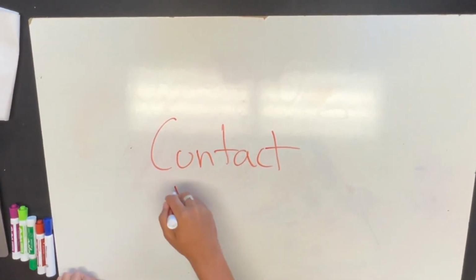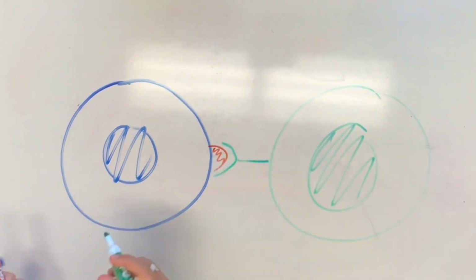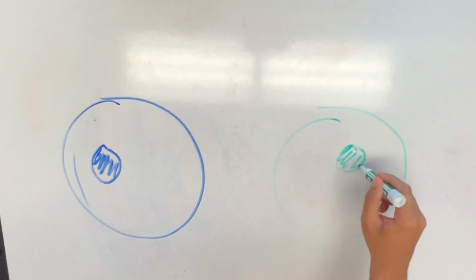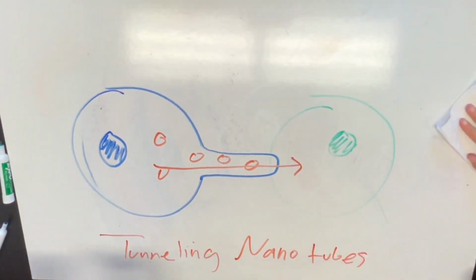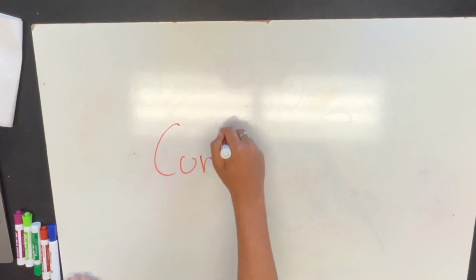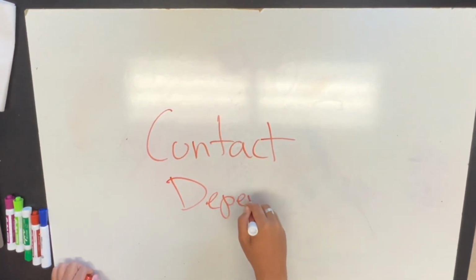Contact-dependent communication is the way cells communicate by physically touching each other. It involves special proteins on cell membranes, gap junctions that create channels between cells, tunneling nanotubes that connect cells over long distances, and cell-to-cell adhesion molecules. These mechanisms allow cells to exchange signals and coordinate their actions, affecting growth, development, and other important processes in the body.